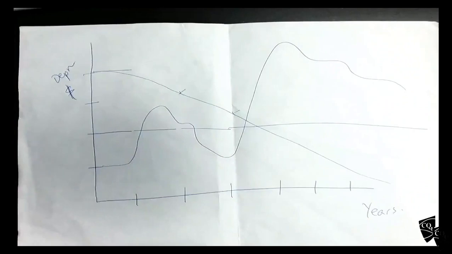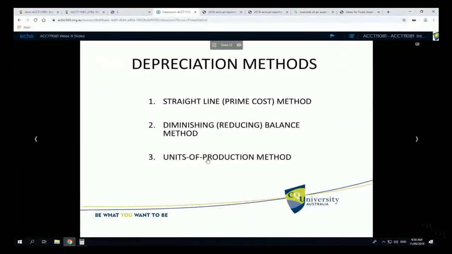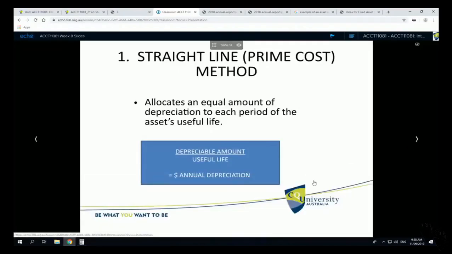So that's just a bit of information about the names of these. Straight line results in even depreciation every year. Diminishing balance, more at the beginning and less at the end. And units of production reflecting reality, hopefully, or more aligned to reflecting reality. So, starting with the straight line method, it's perhaps the simplest to calculate. It allocates an equal amount of depreciation to each period of the asset's useful life. So we talk about having a depreciable amount here.